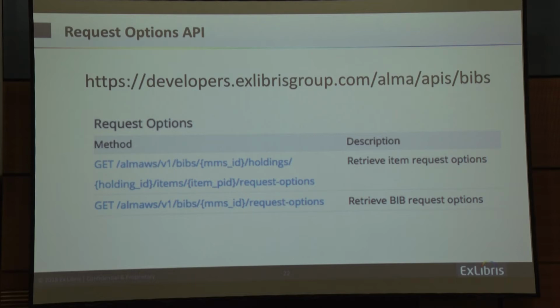And those are documented here under our bibs documentation. So as I mentioned, we have that on request options both on the bib level and on the item level.